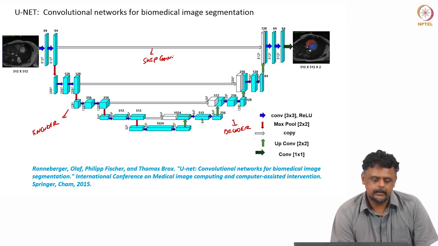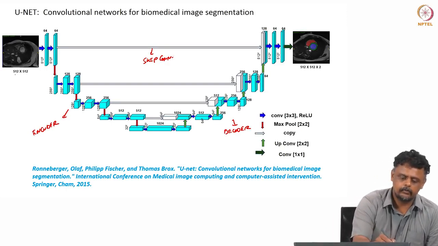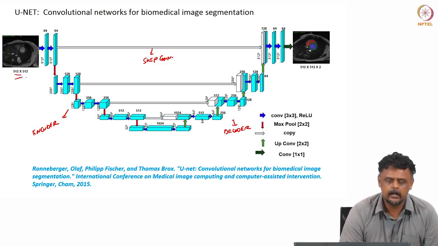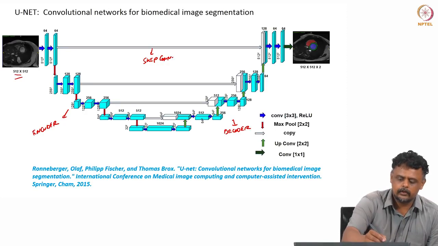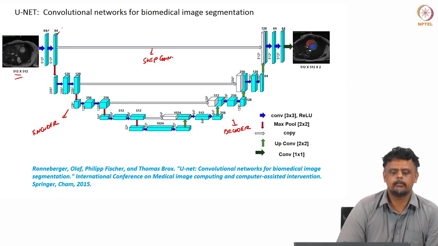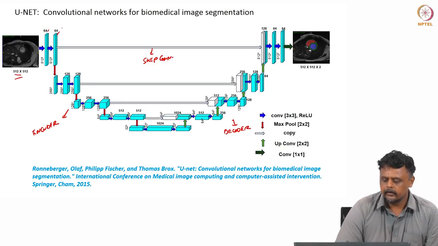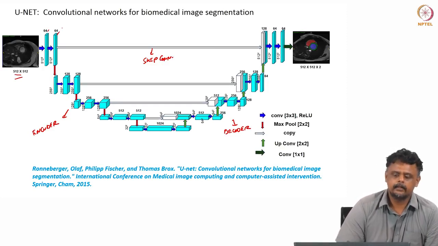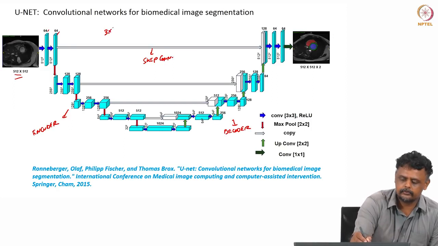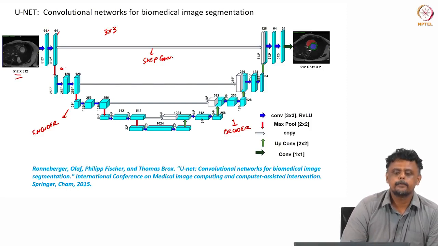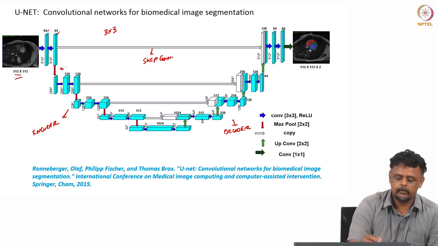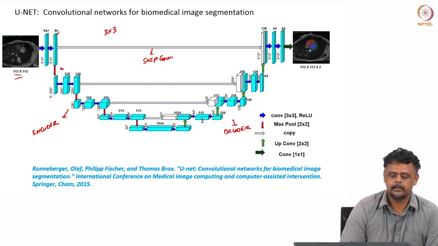So let's start with a typical input of size 512 by 512. Here I have shown an image of a cardiac MRI slice, size 512 by 512. You would produce 64 feature maps, a succession of 2 convolutions, with padded convolutions so that the size is retained. Throughout this network, similar to VGG, we do 3x3 convolutions. This red indicates max pooling. So your 512 by 512 will become 256 by 256. The number of channels remains the same.